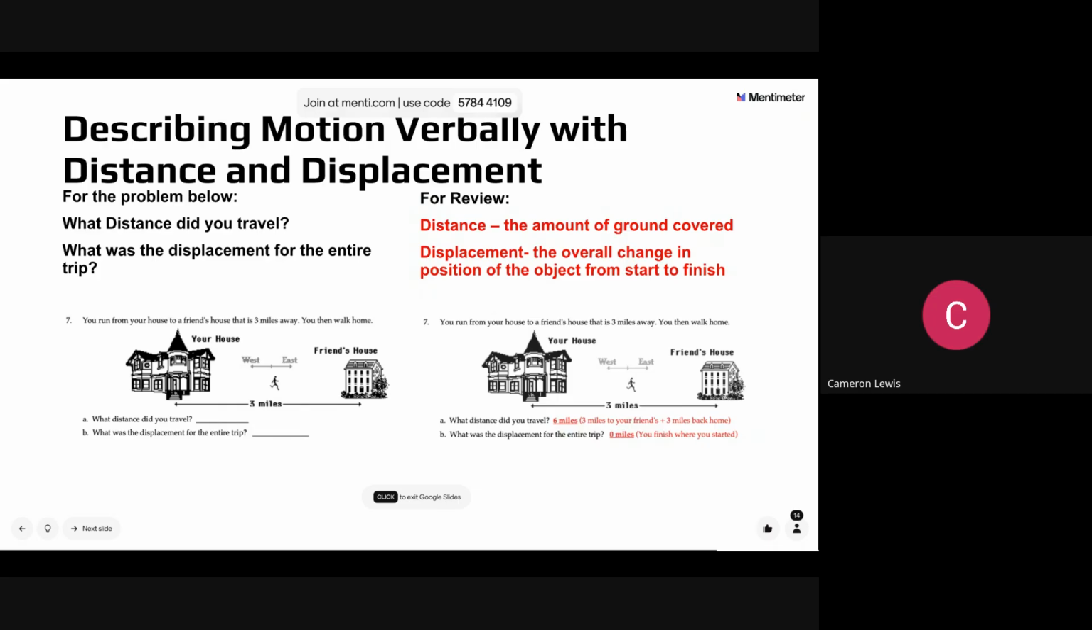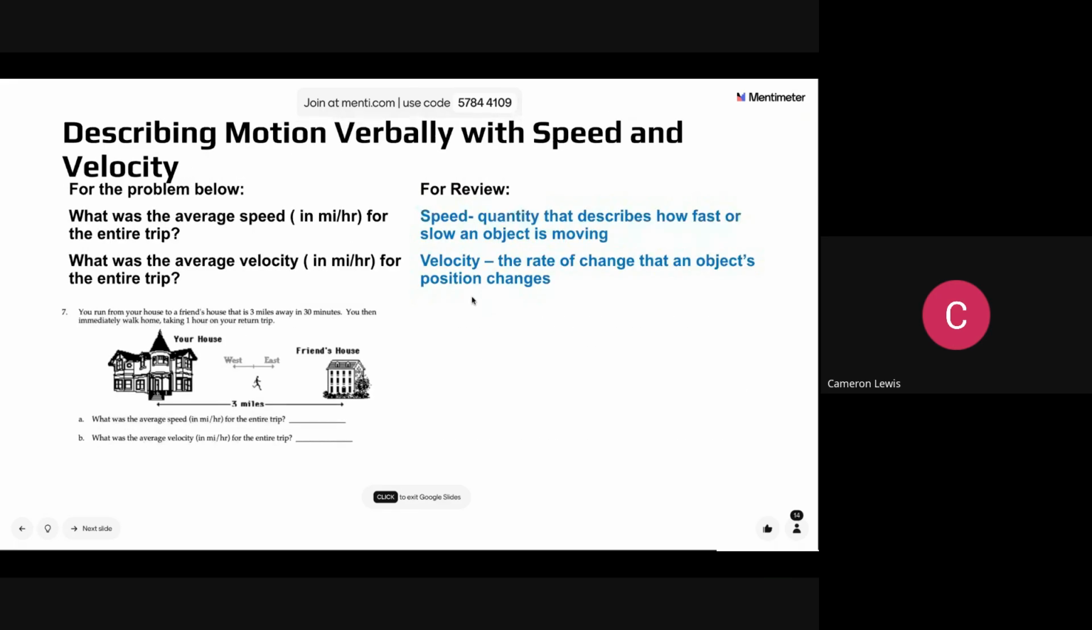I did go 3 miles, if you could tell by the walking. I went 3 miles east to go to my friend's house, but then I went 3 miles west back to my house. So essentially it's 3 minus 3, which is 0. Any questions about that? All right, I feel like we're good, so I'll keep it moving.